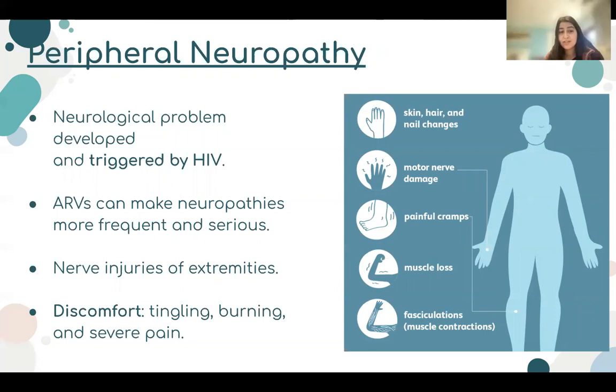HIV actually triggers another neurological condition called peripheral neuropathy. This has many uncomfortable symptoms such as tingling, burning, and severe pain.